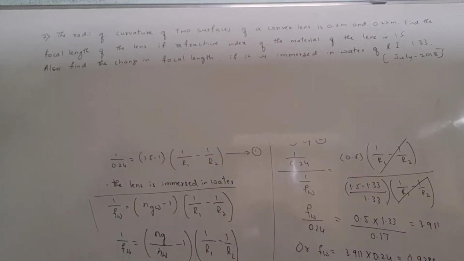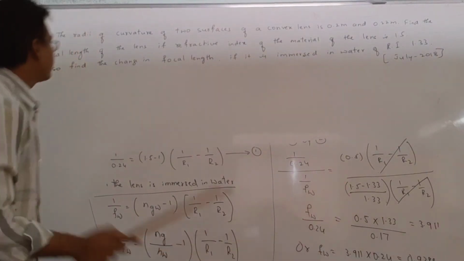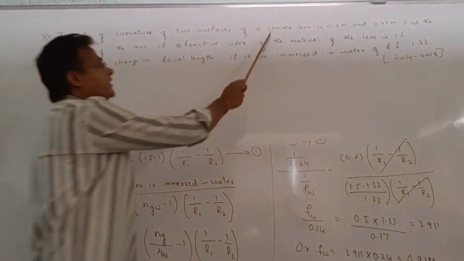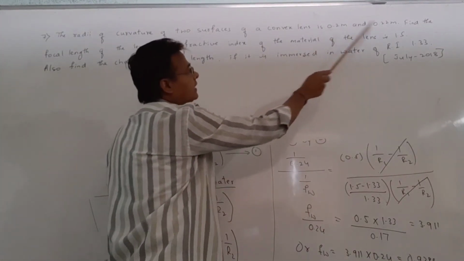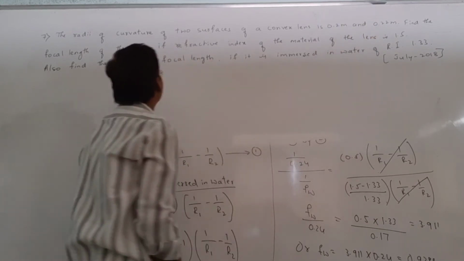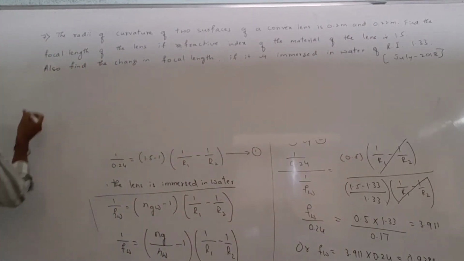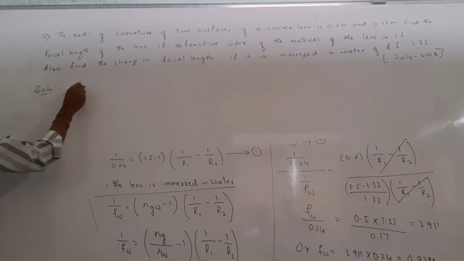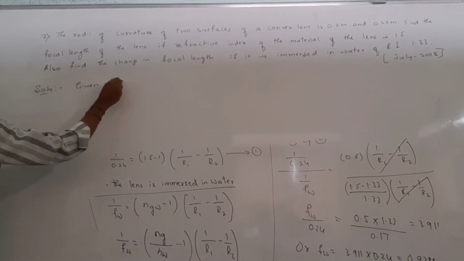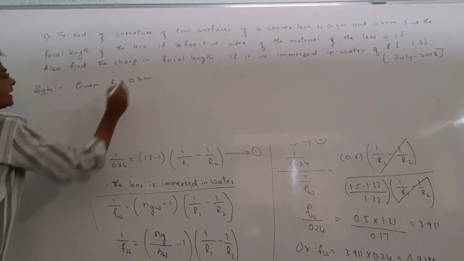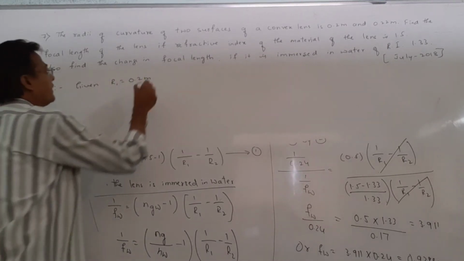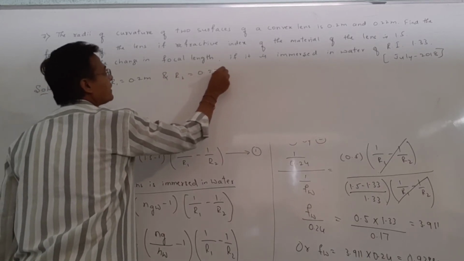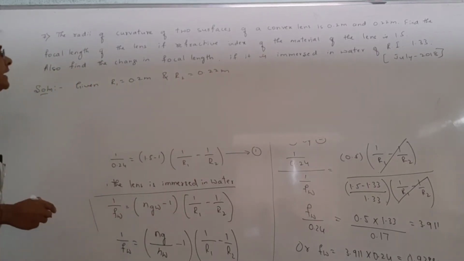So now listen carefully. So here the question, what is it? The radii of curvature of two surfaces of convex lens are 0.2 meter and 0.22 meter. So here it is given, solution: R1 equal to 0.2 meter and R2 equal to 0.22 meter. Find the focal length of the lens.